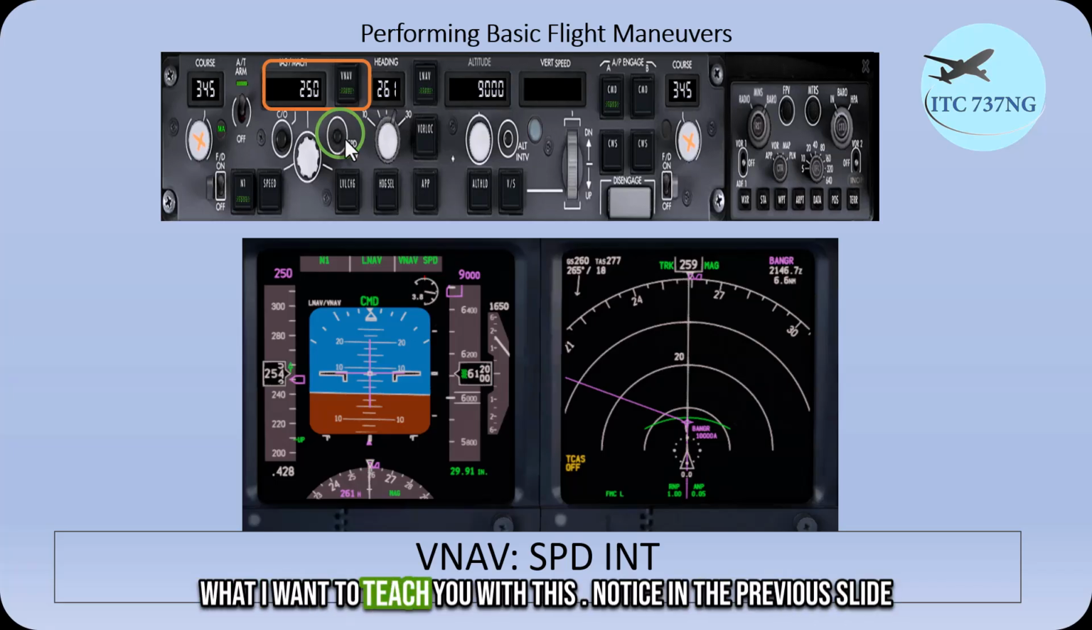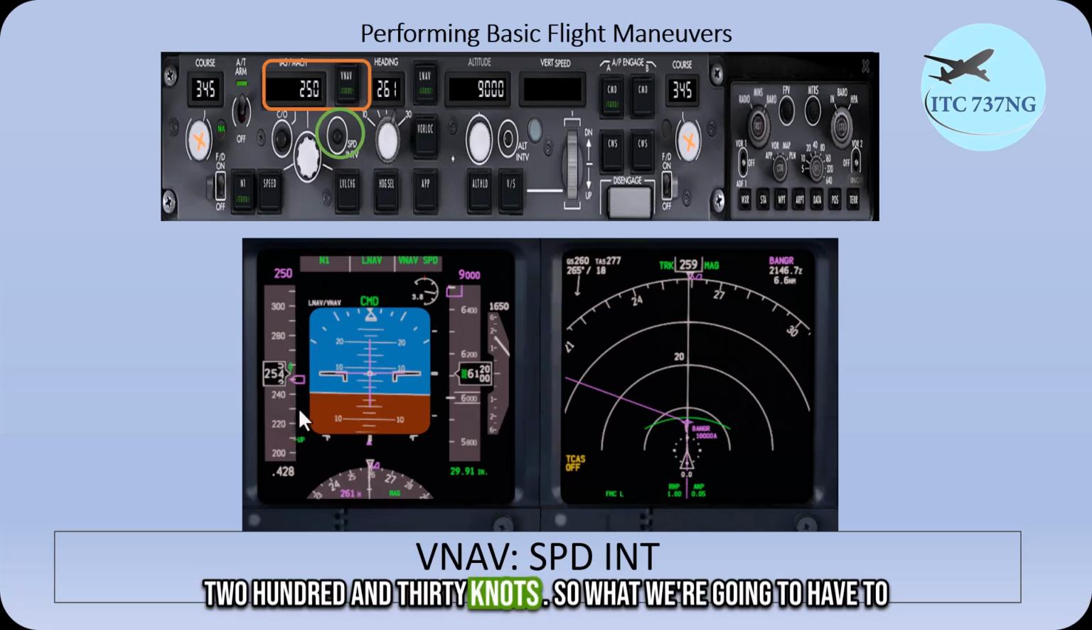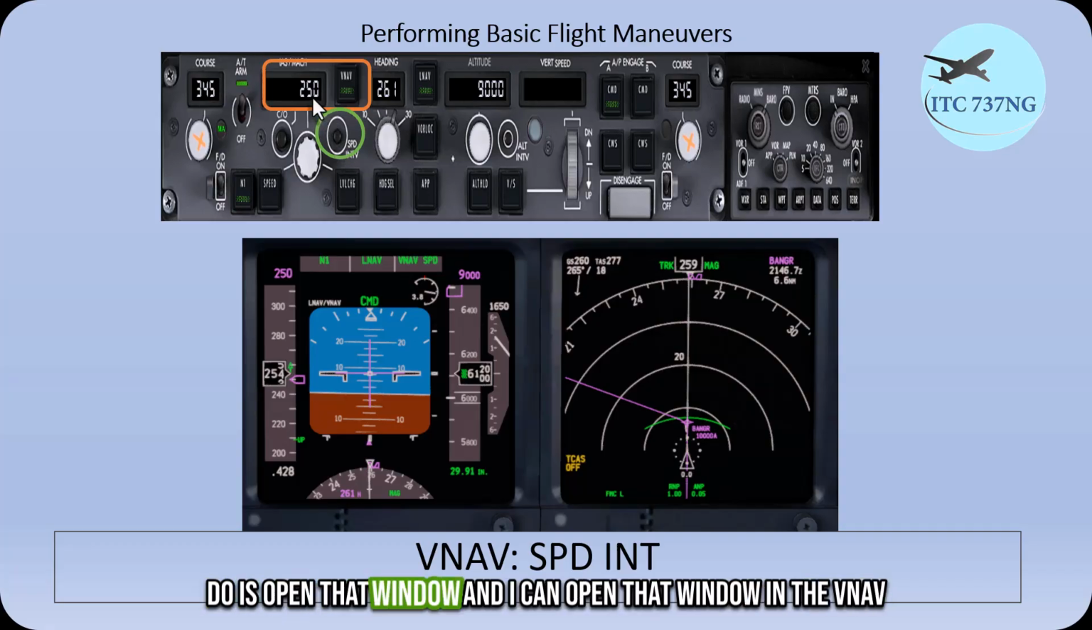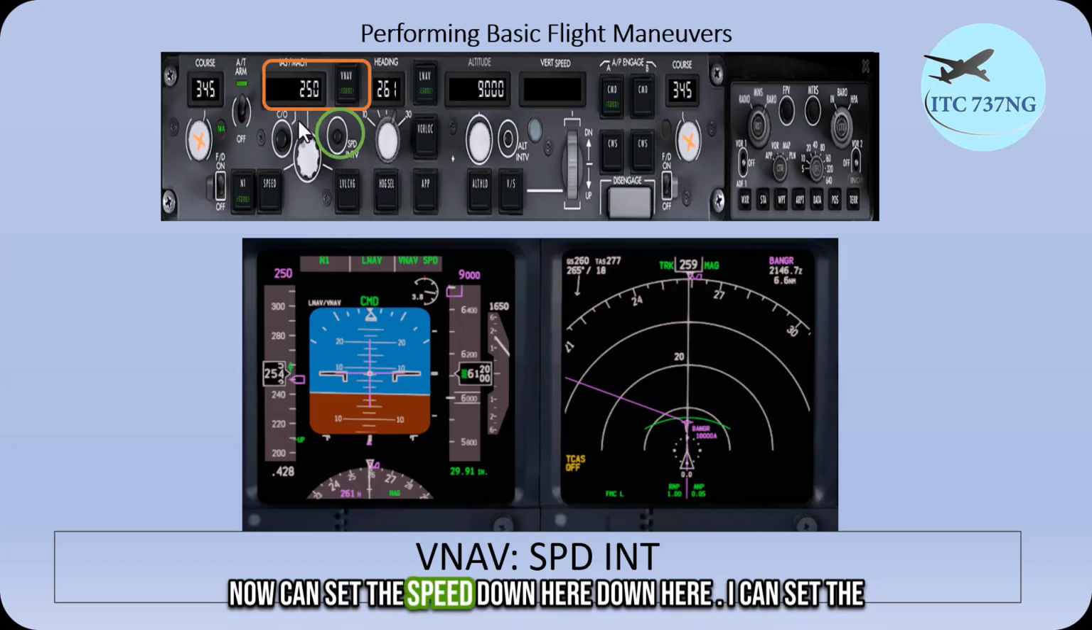But here's what I want to teach you with this. Notice in the previous slide, we were in VNAV and the speed window was closed. But now what we've been doing, we've been given an instruction to slow to 230 knots. So what we're going to have to do is open that window, and I can open that window in the VNAV mode by depressing this speed intervention button. And once I do that, I now can set the speed down here.